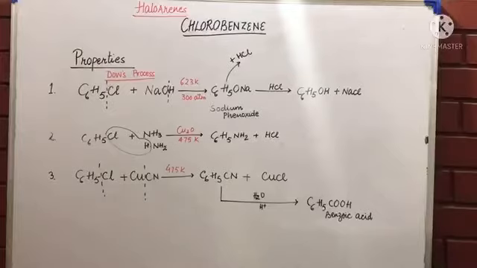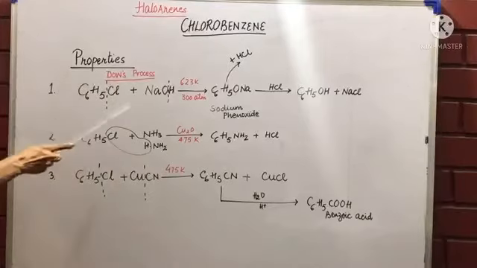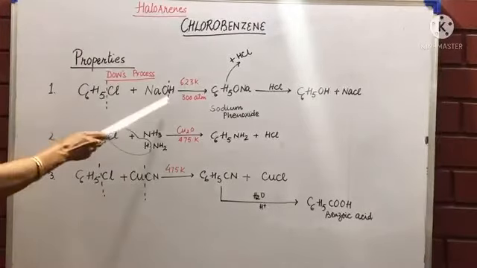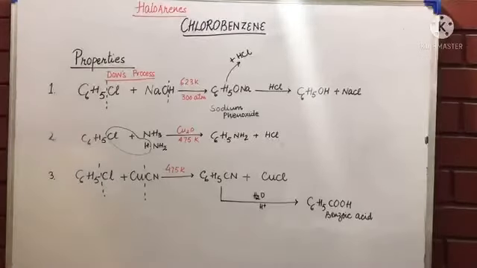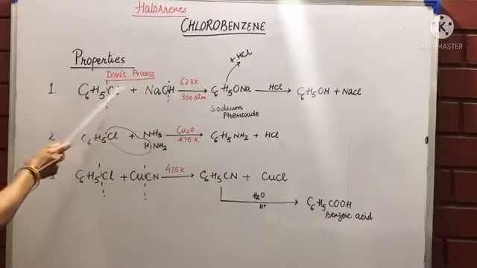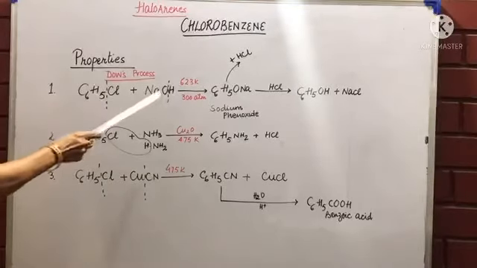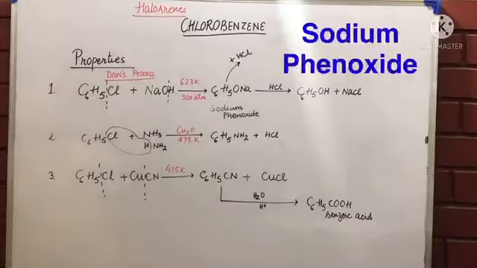Now see the important properties of chlorobenzene. The first reaction I have written is chlorobenzene plus NaOH. You would think that directly C6H5OH and NaCl can be formed, but no. This is a two-step reaction. In the first step, only H and Cl combined, C6H5ONa is formed. That is called sodium phenoxide.